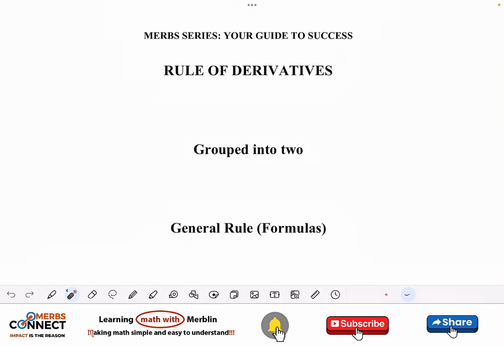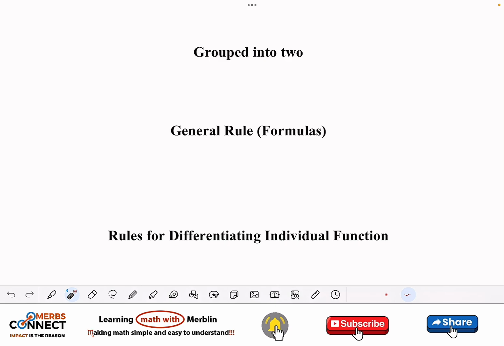Now I've grouped this into two, and I named them general rule, that is the formulas, and then rules for differentiating individual functions. So the general rule is the formulas that we need to know. So when you talk about formula, okay, this is the formula, right? That is one thing that I discovered when I was learning derivatives, and it really helps you to solve all the derivative questions. You'll be able to differentiate any function when you have these two groups with you.